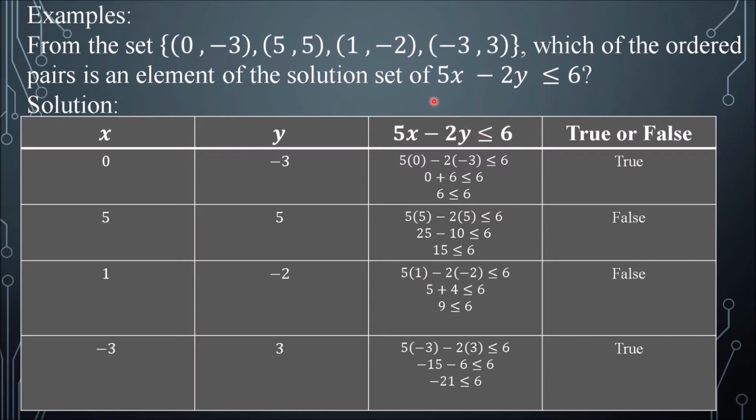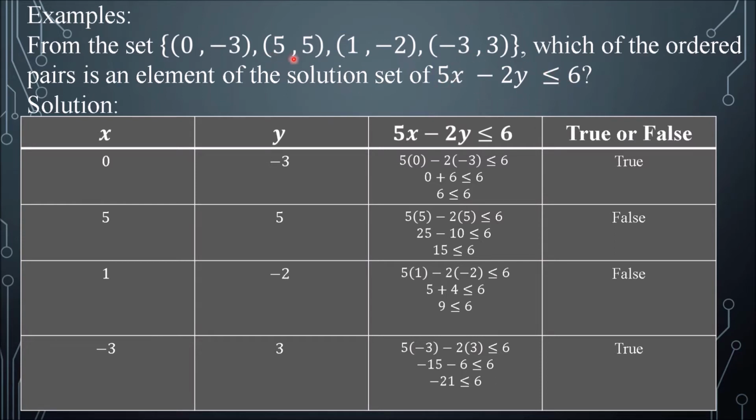Now, how do we know? We need to substitute (0, -3) to the inequality, x and then y. So we have here 5 times 0, because x is 0, and then 2 times -3 because y is -3. Simplifying that, we have 6 is less than or equal to 6, which is true. Therefore, (0, -3) is one of the solutions of this inequality.